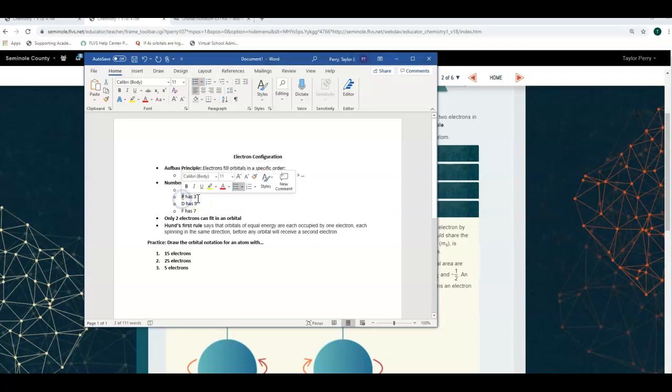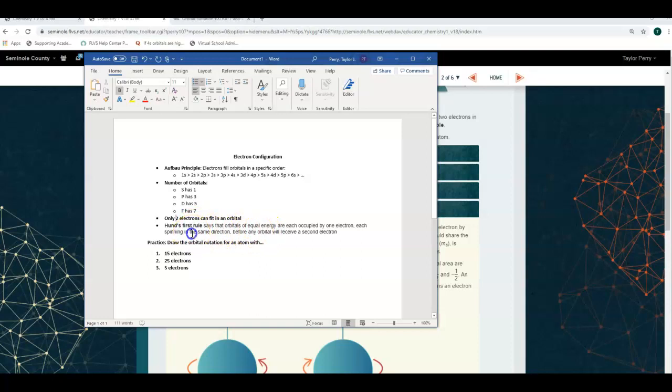Now P has 3 orbitals, right? And since each orbital can hold up to 2 electrons, what's 3 times 2? Well, it's 6. So that means in total, P can have 6 electrons. Okay, and so on and so forth. F has 7 orbitals. Well, what's 7 times 2? That's 14. So F can have 14 electrons.